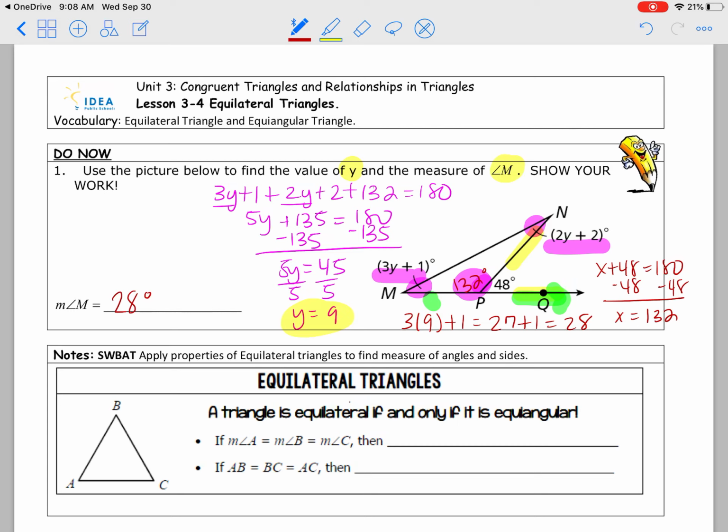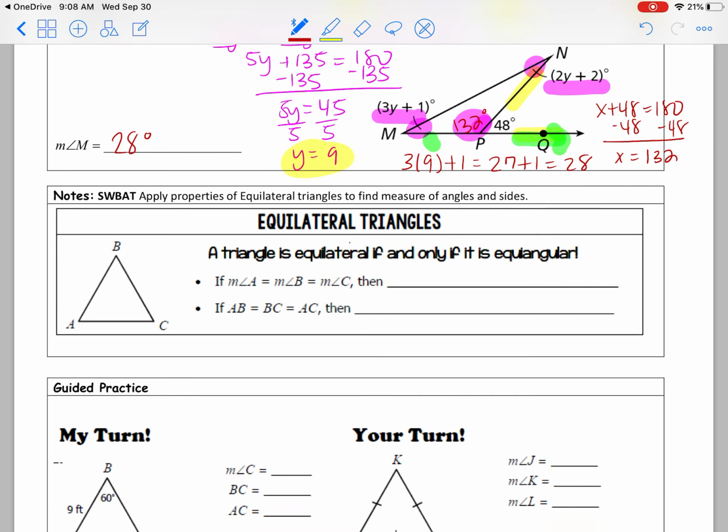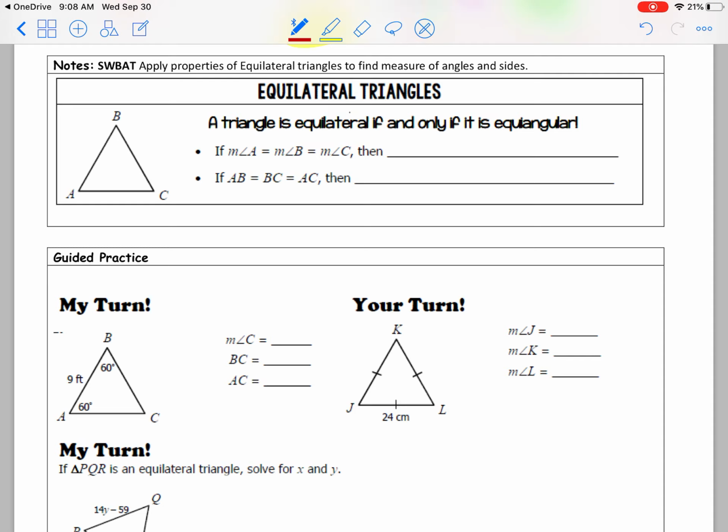Okay, notice that for this problem, we were able to recall a linear pair, or supplementary angles, that we learned in Unit 1. And then we also recalled the triangle angle sum theorem, which was lesson 3-2. And like I said before, concepts that you learned previously will always pop up again in upcoming lessons. All right, so the objective for today: students will be able to apply properties of equilateral triangles to find the measure of angles and sides.